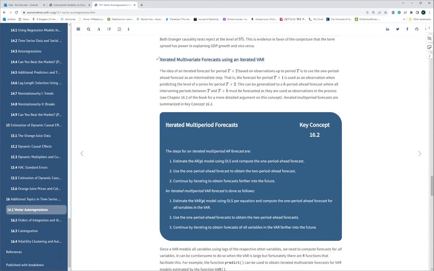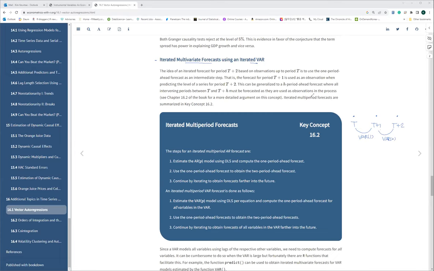And the next thing we want to talk about is what is called the iterated multivariate forecast, using the iterated VAR. What does that mean? Okay, here is the idea. If we want to estimate the value for the t plus two time period, we try to do it by using the current t observation. What we can do is run a VAR model in this case here, and then another VAR is going to be run for the next one.